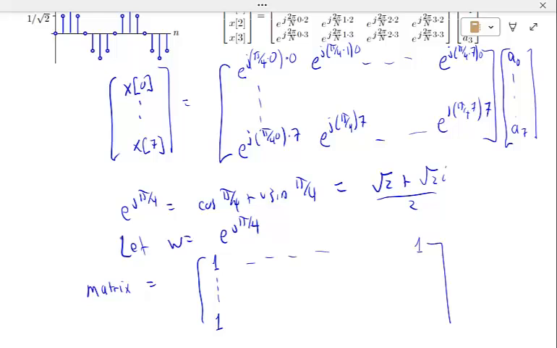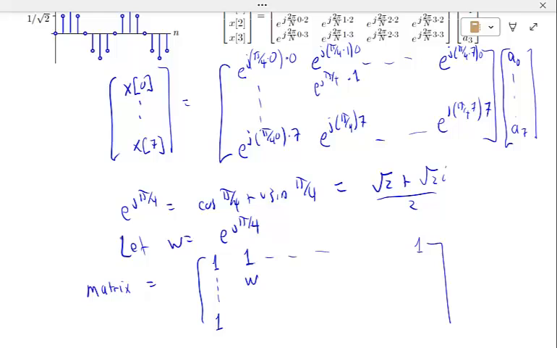Let's look at the second column. Well, this first one is 0. Second one is going to be e to the j pi over 4 times 1. That's the same thing as what I'm calling w. So my second column is 1, I'm sorry, yeah, that's right. Then I have w here. Okay. Then I get w squared.